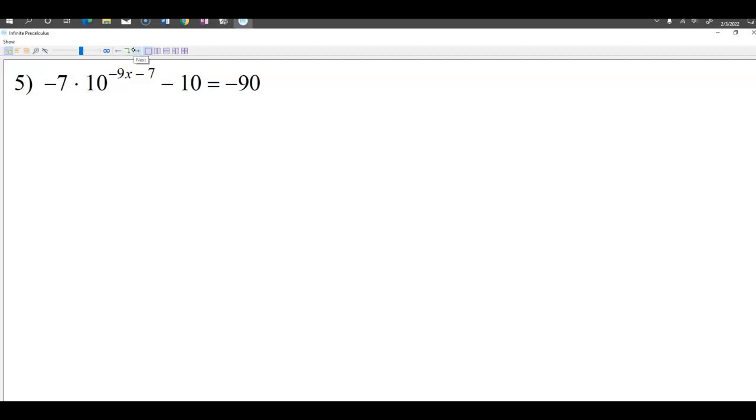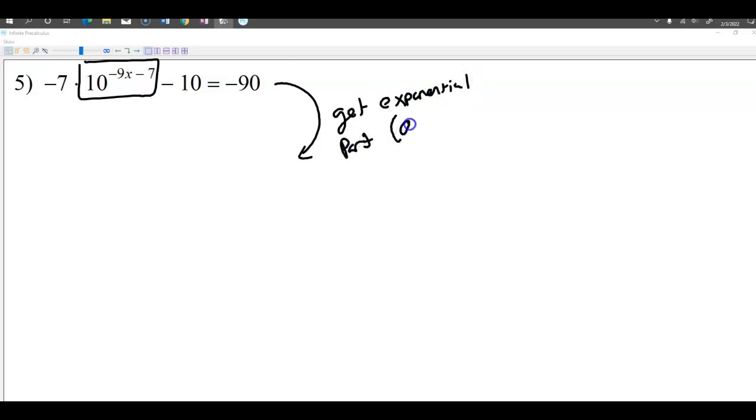Number 5. Okay, so what makes this one a little more complicated is that there's a lot more than just an exponential expression here. We have extra stuff going on. This is my exponent part, and the rest of that, the -7 and the -10, those are things that I want to get out of the way. So if you have extra stuff, what you want to do first is get the exponential part by itself. And by exponential part, I mean the a to the x stuff by itself.